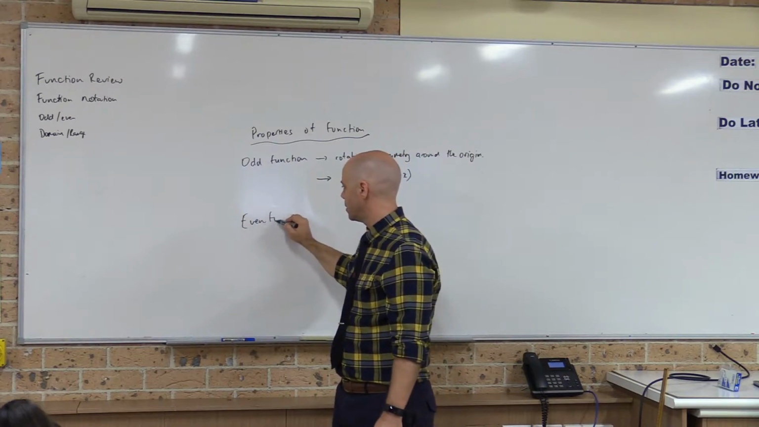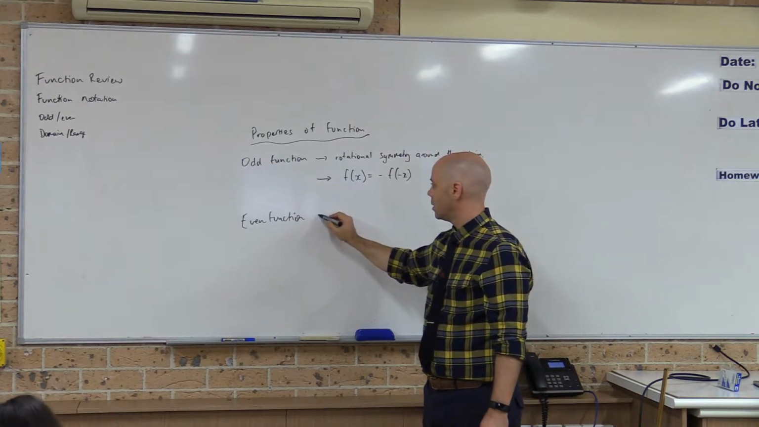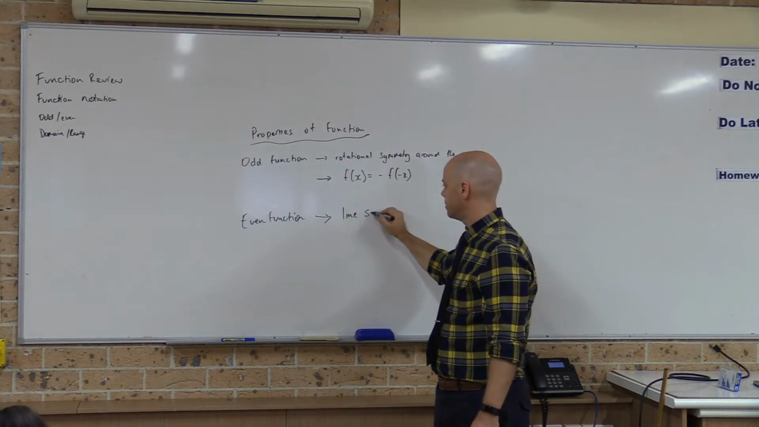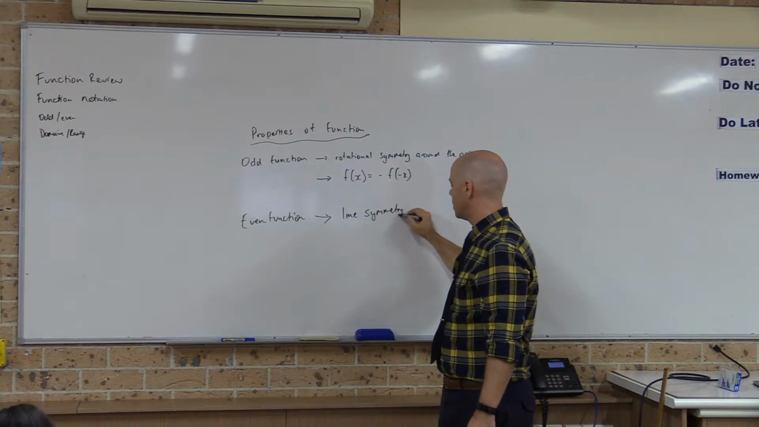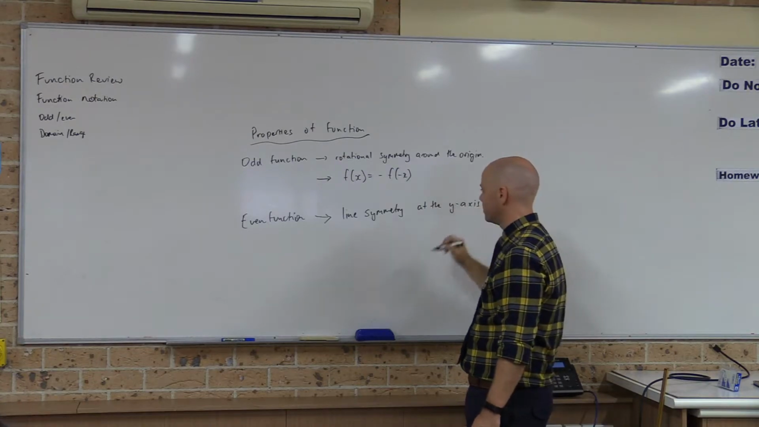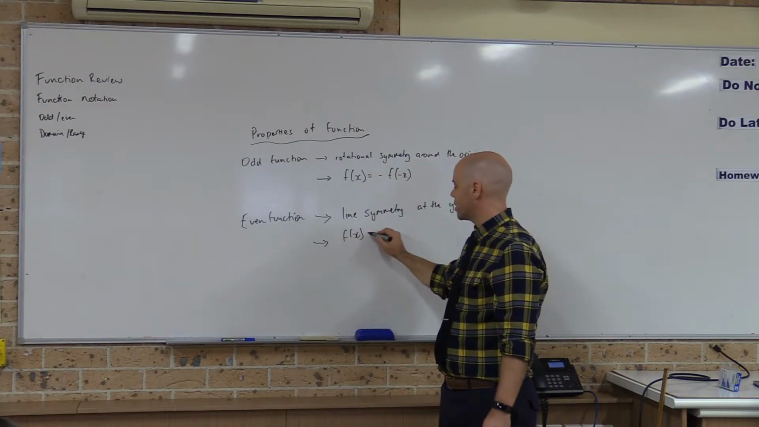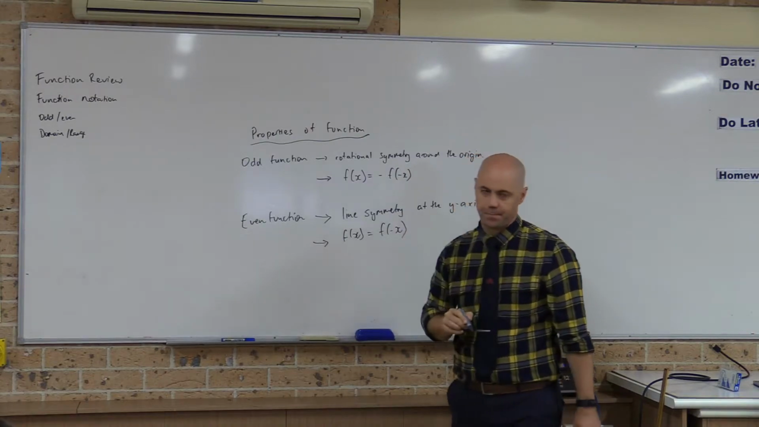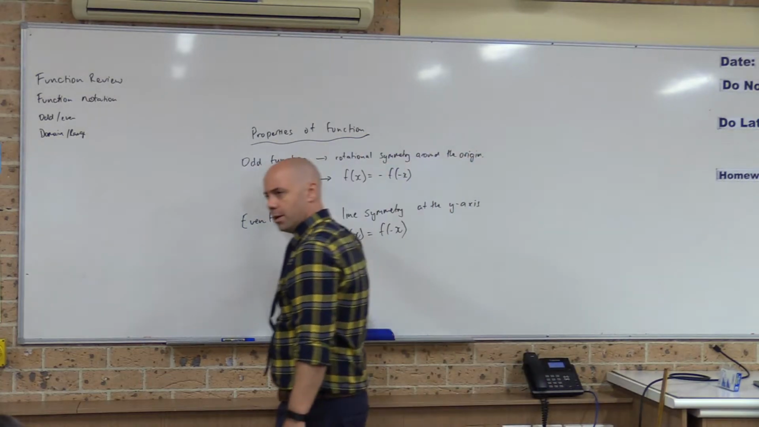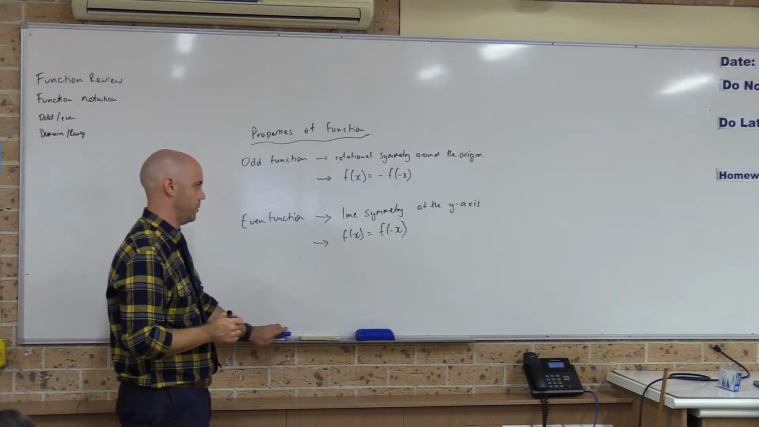An even function has line symmetry at the y-axis, or where f of x equals f of negative x. Okay, so let's have a look at what I mean by those two things. So we've got graphical and we've got notation definitions. Let's look at those notation definitions.